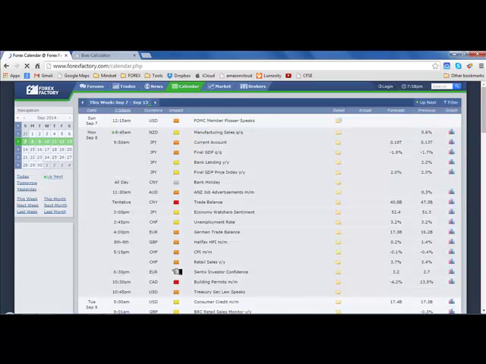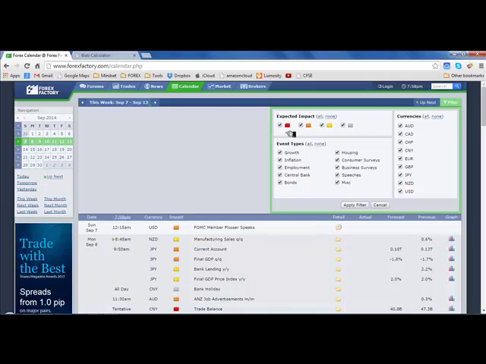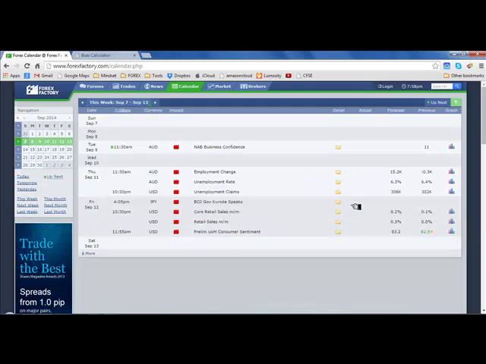The next thing is to eliminate less significant news. We only want to keep red news. And also we'll filter out any currencies that we're not following. So deselect less significant news and currencies that we don't want. Apply the filter, and that's a more concise list.